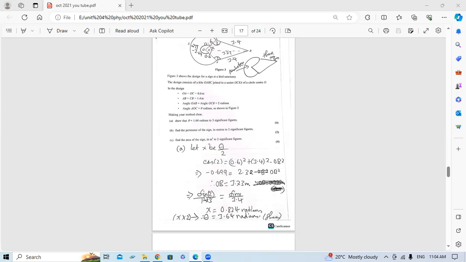And after that, we can use sin 2 by 1.73 equals sin x by 1.4, and the x value will be 0.824 radians. So if the x value is 0.824 radians, we already know that we had taken x as theta by 2. So 0.824 will be multiplied by 2, and the theta value will be 1.64 radians, as mentioned in the question to show. And that's the main answer for 7A.